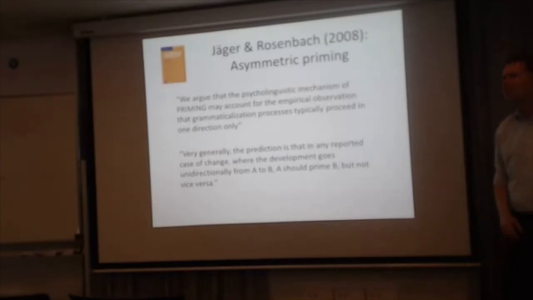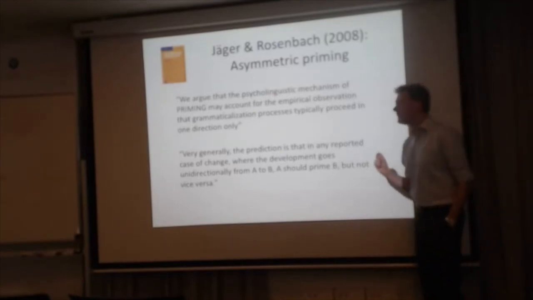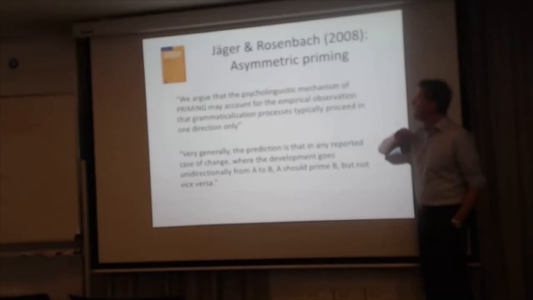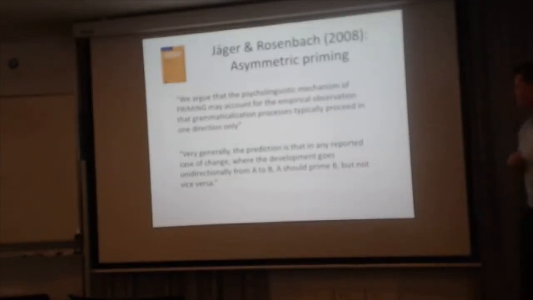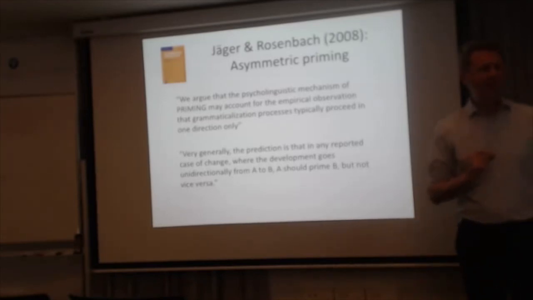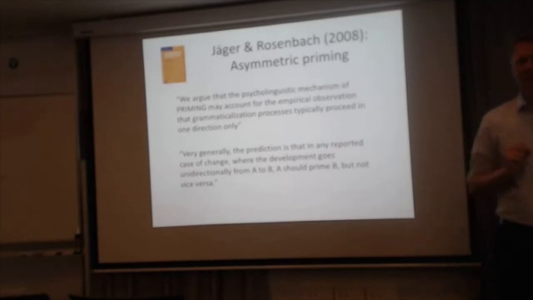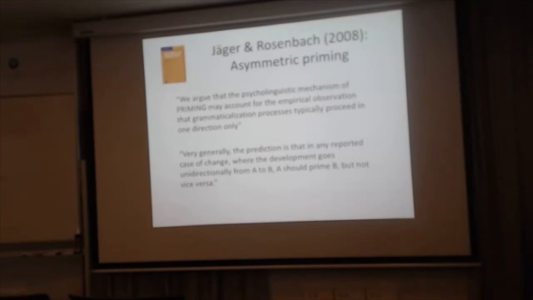All right, and now Jäger and Rosenbach want to tie this to priming. Yeah? And they say, very generally, the prediction is that in any reported case of change, where the development goes unidirectionally from A to B, A should prime B, but not vice versa. Okay, and when I read this, I was quite excited because I thought, well, this is something that you can actually go and test. This is something that is falsifiable.